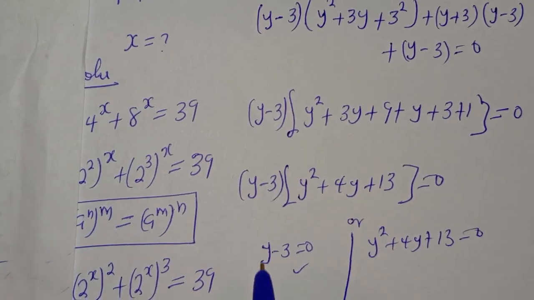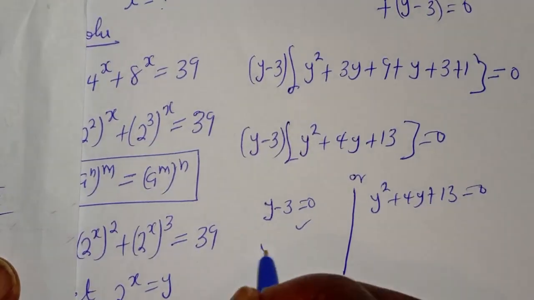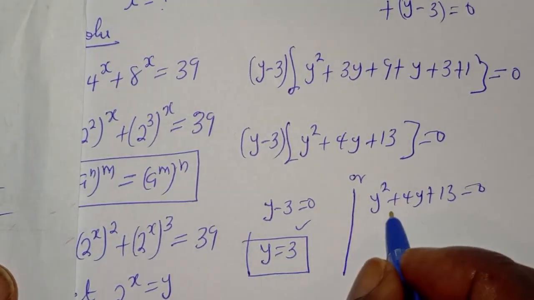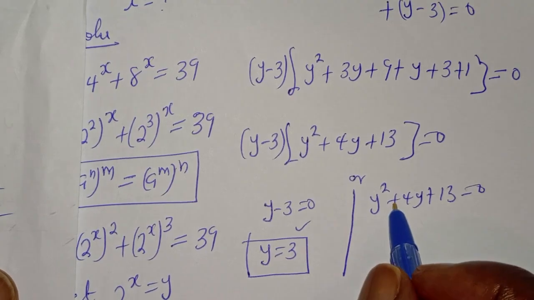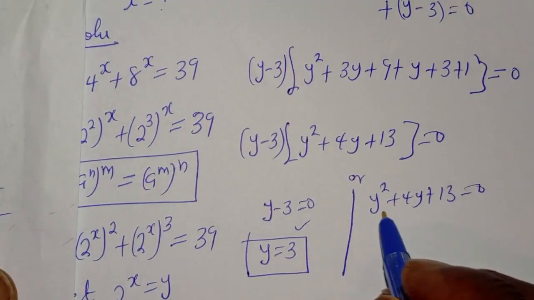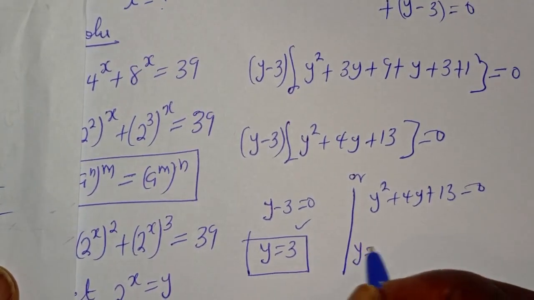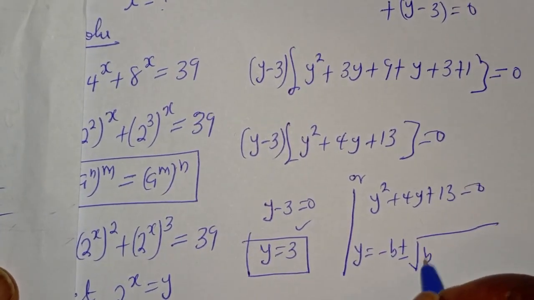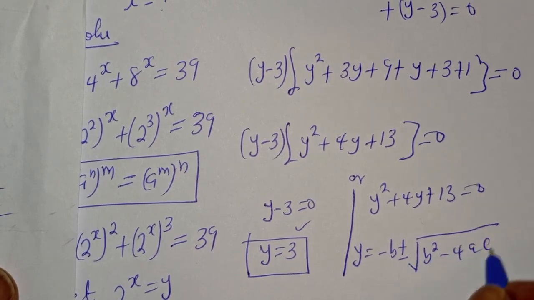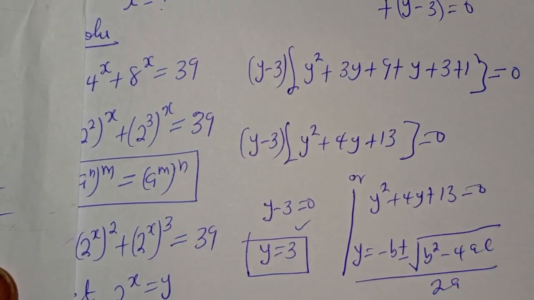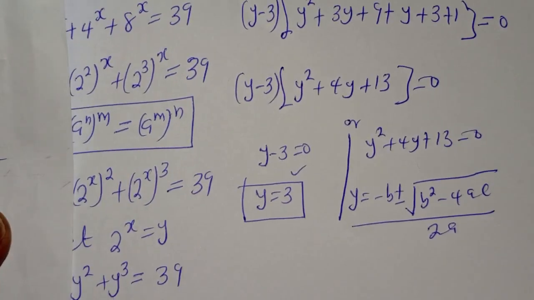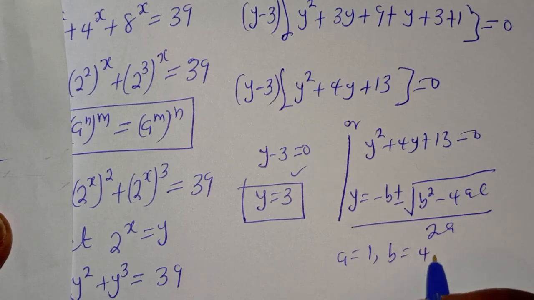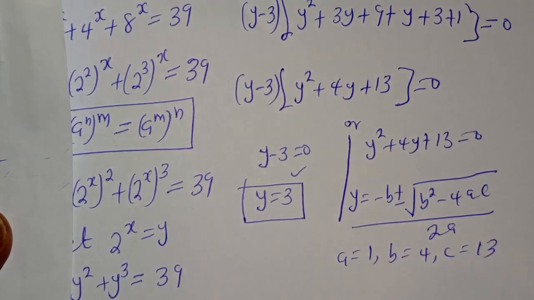From here, y is equal to 3. And from here, this is a quadratic equation. Let's solve this using the quadratic general formula. And the quadratic general formula is given as y is equal to minus b plus or minus square root of b squared minus 4ac over 2a, where a is equal to 1, b is equal to 4, c is equal to 13.